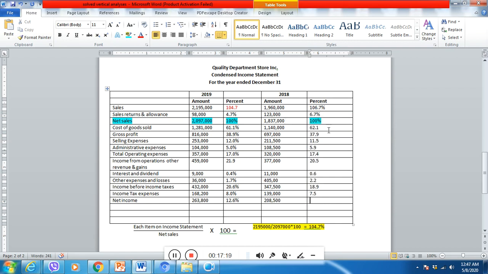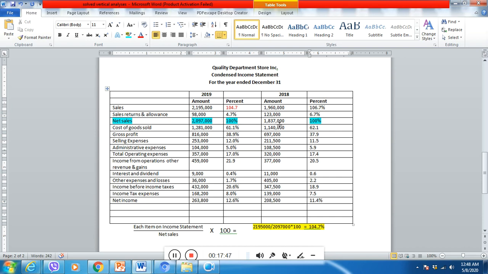I have calculated all the values. The last one, net income: 208,500 divided by net sales 183,700, and it will be 11.4%. Okay guys, now we have calculated all the values.